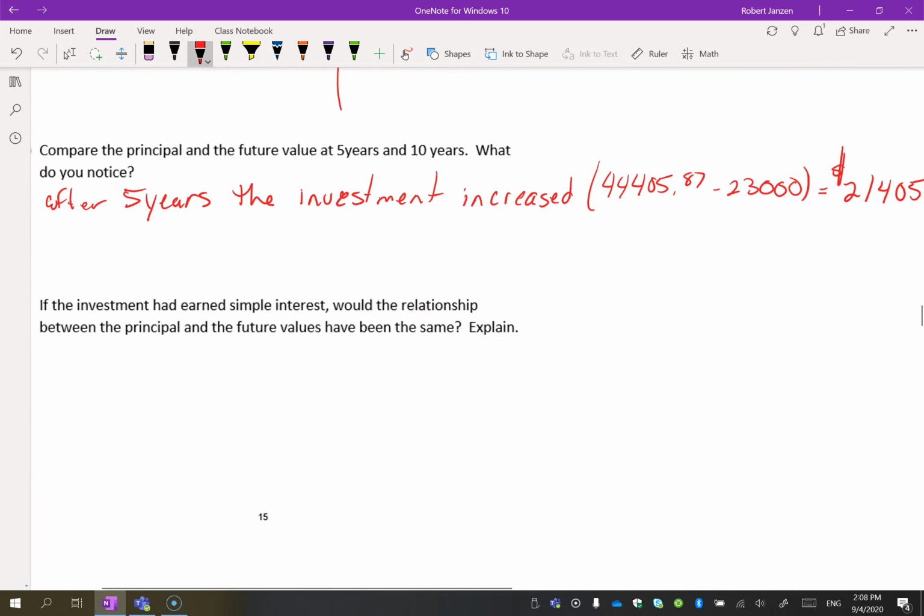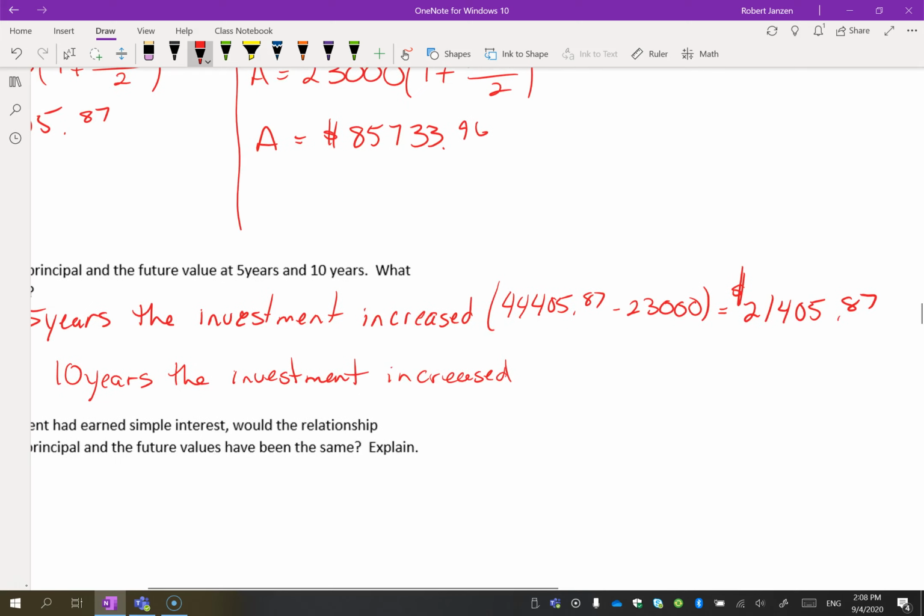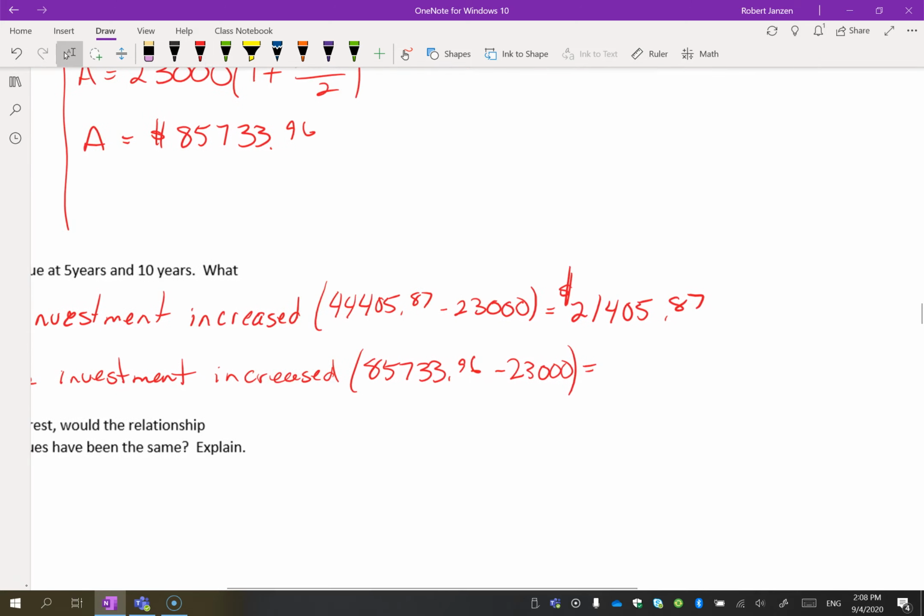Okay, what did it increase after 10 years? After 10 years, the investment increased. So let's put 85,733.96, take away 23,000. This is going to be $62,733.96.